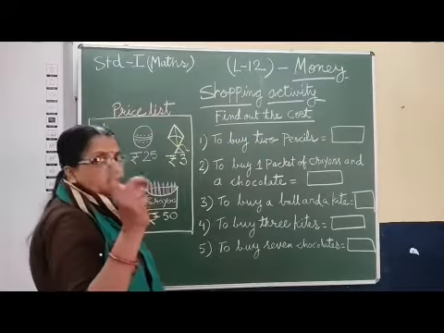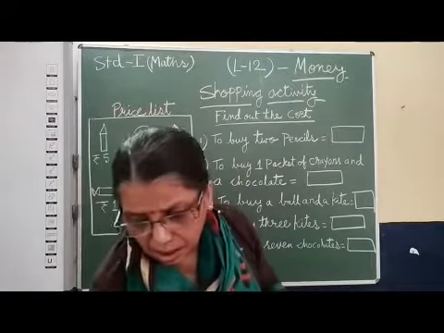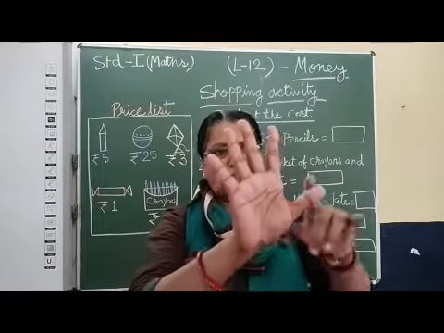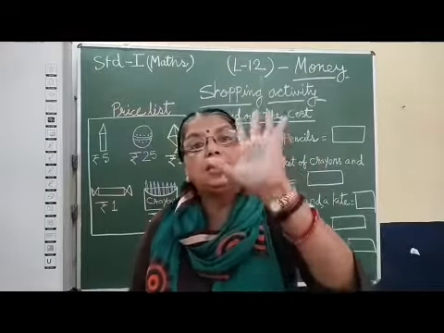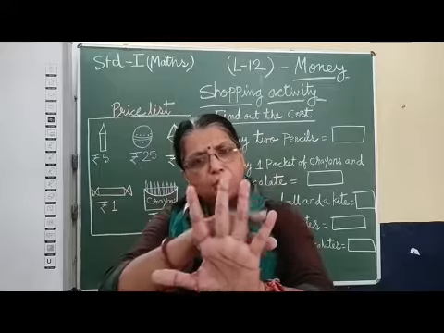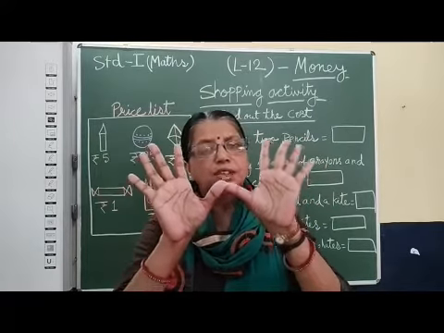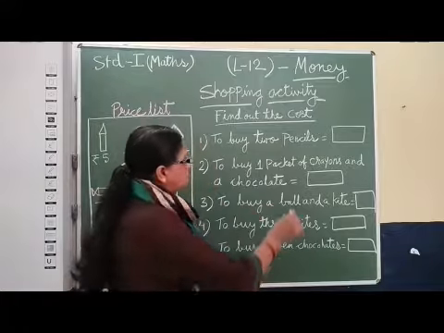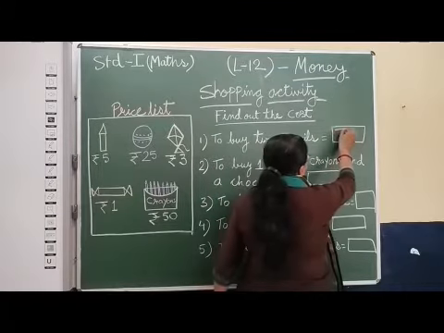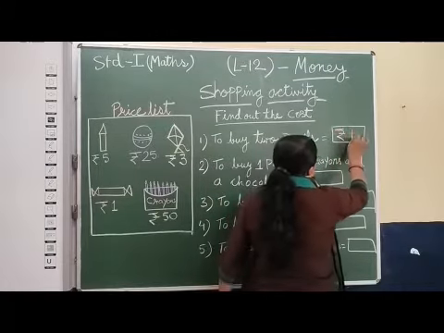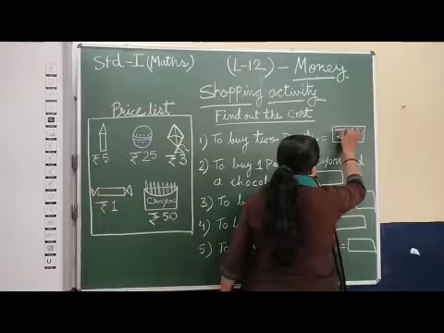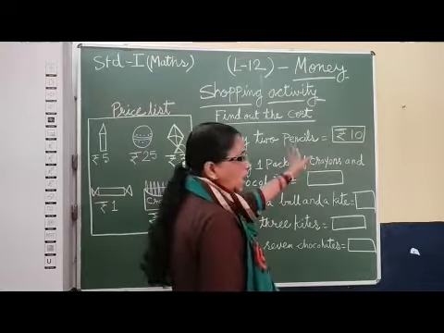One pencil costs ₹5. See, one pencil costs ₹5. 1, 2, 3, 4, 5. And two pencils you need. Another ₹5 you have to give. That means 5 + 5 = 10. So what will you write? ₹10. Isn't it? So ₹10. This way you will calculate.